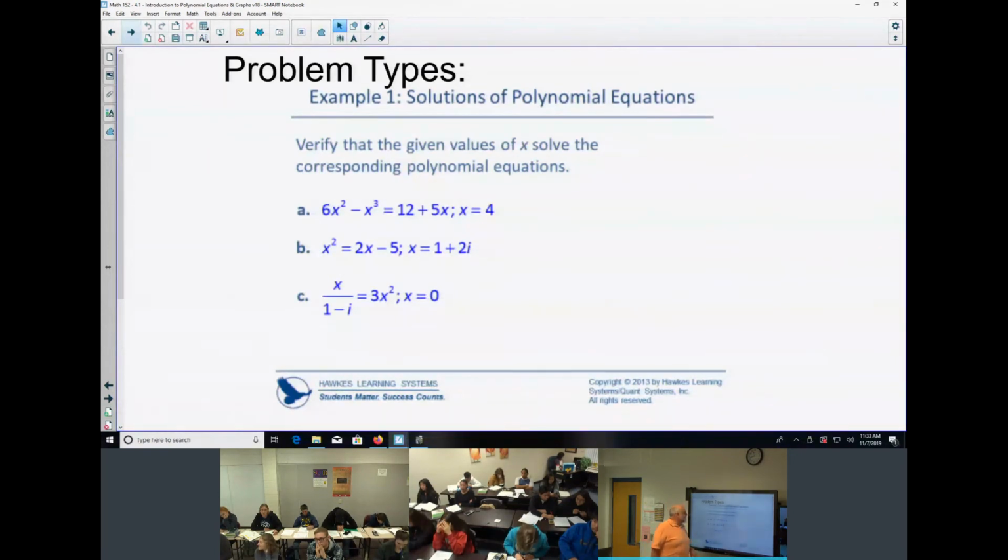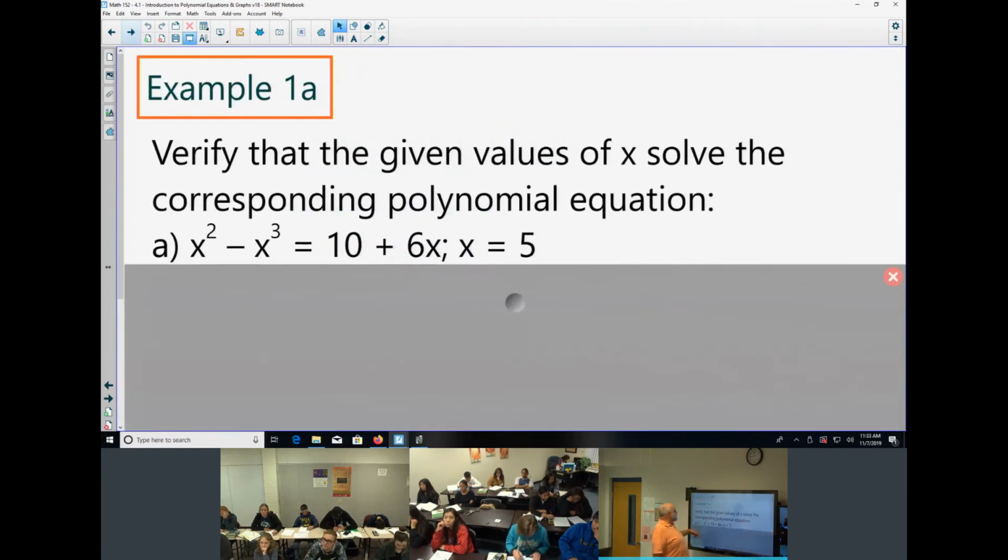Okay. So this just says verify the given values of x solve the corresponding polynomials. All right. So if you have to do that, that just means you plug it in. Whatever it is, you plug it in for x and see if it works. Okay. So if we want to see if x equals 5 really is a solution.